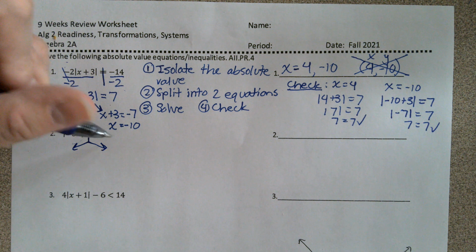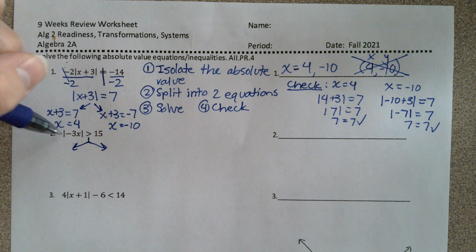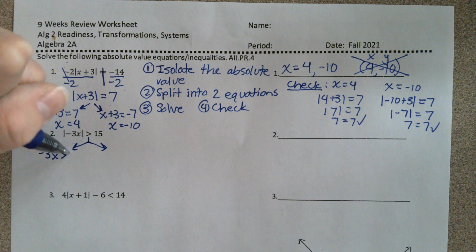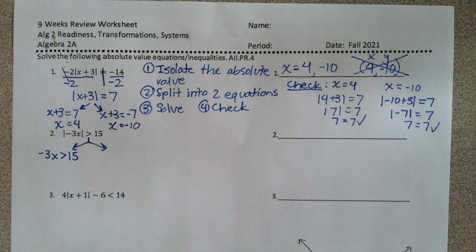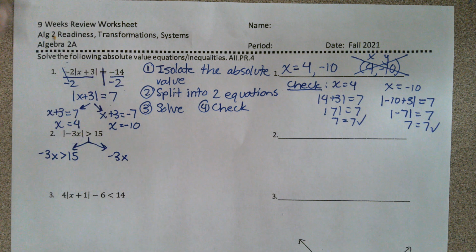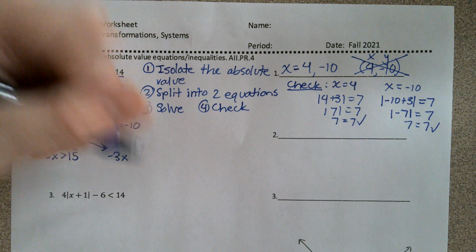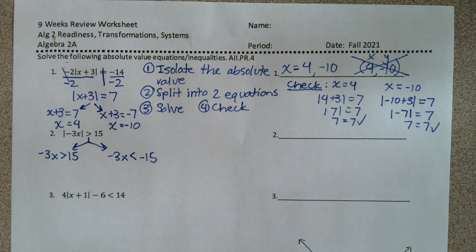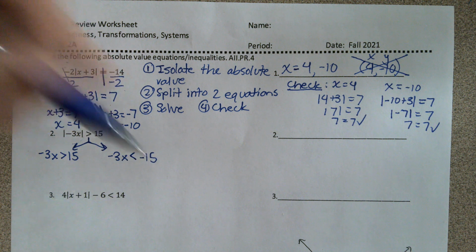Again, the first equation is the exact same as the original. You just drop the absolute value symbols. So we have -3x > 5. And then we have -3x, and we not only change this to a -5, but we also flip the sign. So it's -3x < -5.